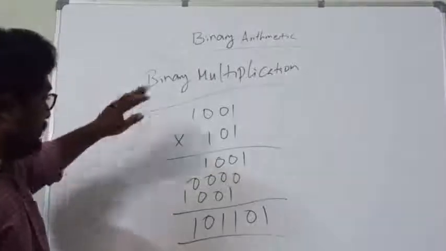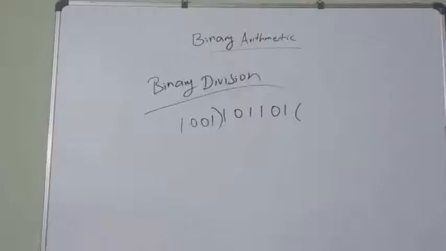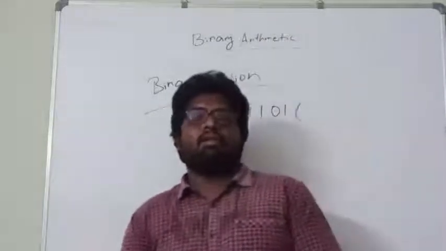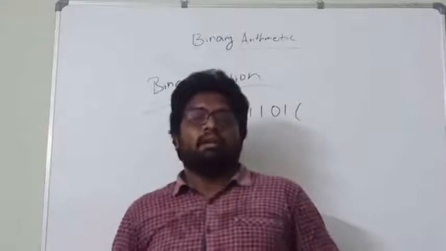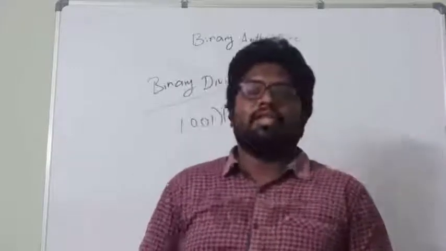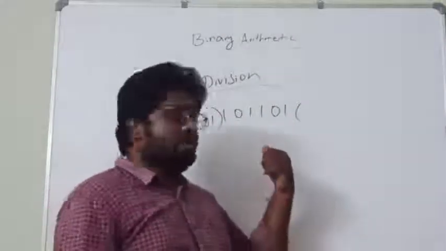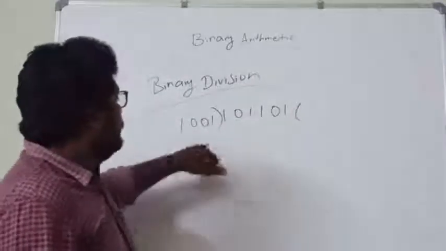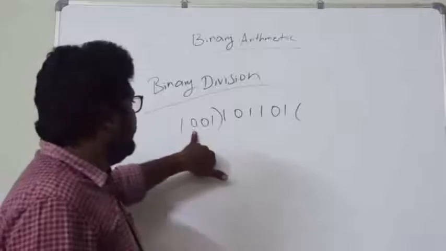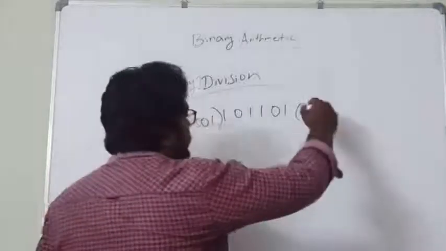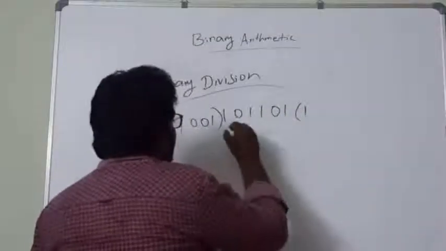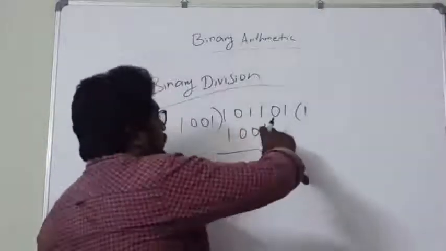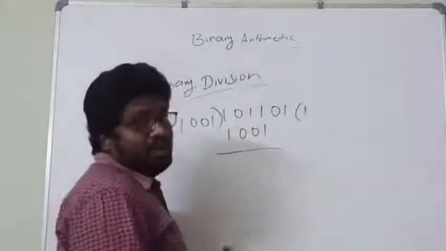So the next one. The binary division operation is equivalent to the normal division operation as we are performing with the decimal numbers. So let us take an example of binary division and solve it, right? Multiplying the divisor 1001 with 1, we are having 1001. Here we are going to perform the binary subtraction operations, right?